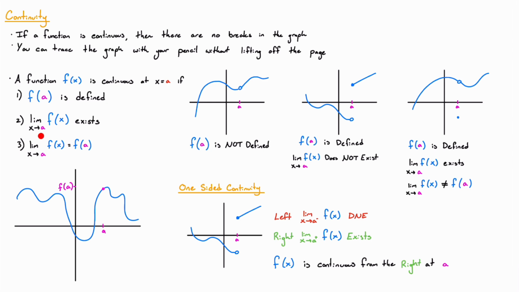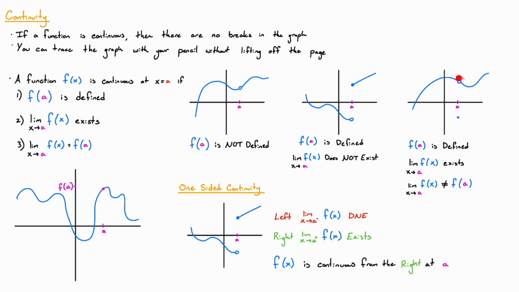And finally, the limit as x approaches a of f of x must equal f of a. F of a is defined, so we have this point down here. Our limit exists because I can trace from the left-handed side and the right-handed side, and those equal the same point. So our limit does exist, but our limit does not equal our f of a value. And so if I'm trying to draw this graph, I have to lift my pencil up, draw this dot down here, and then go back and draw the rest of the graph.